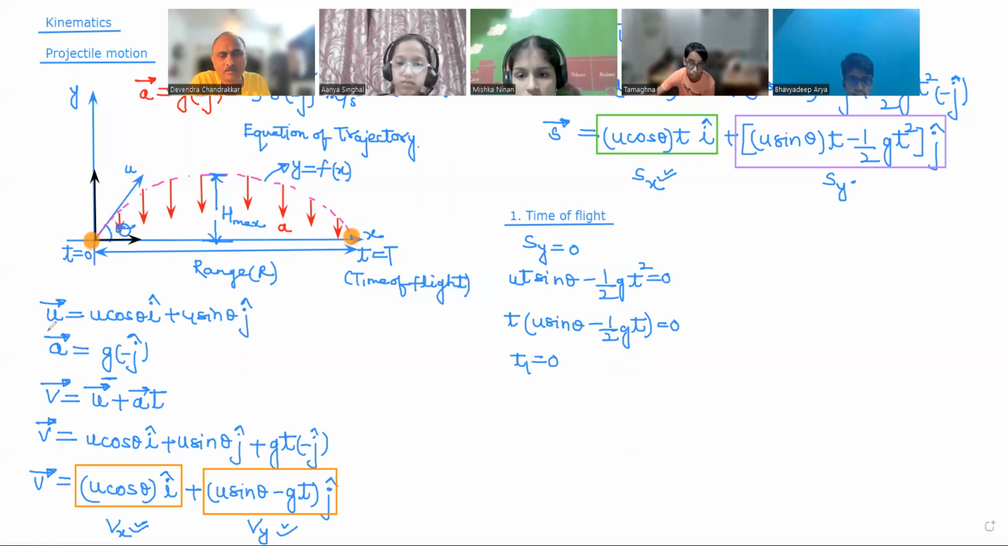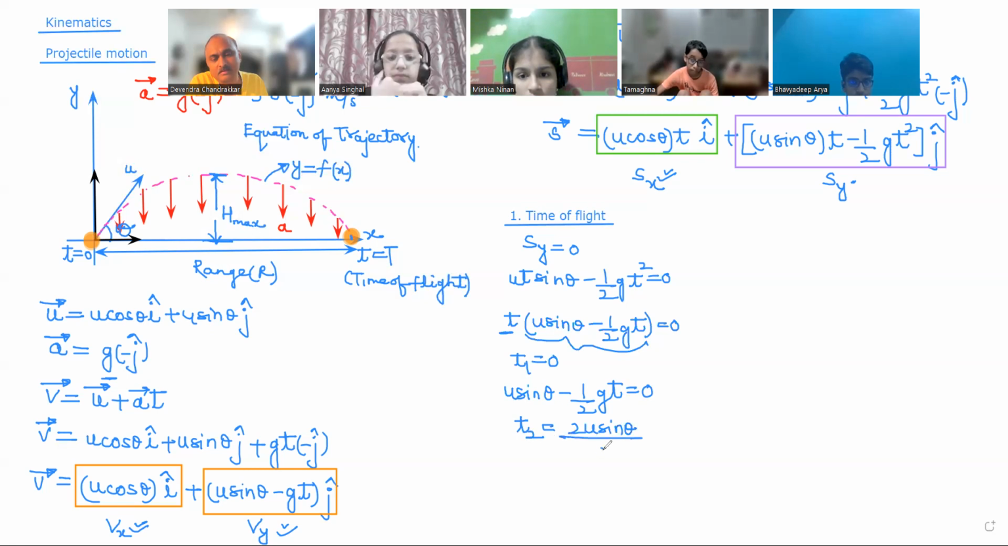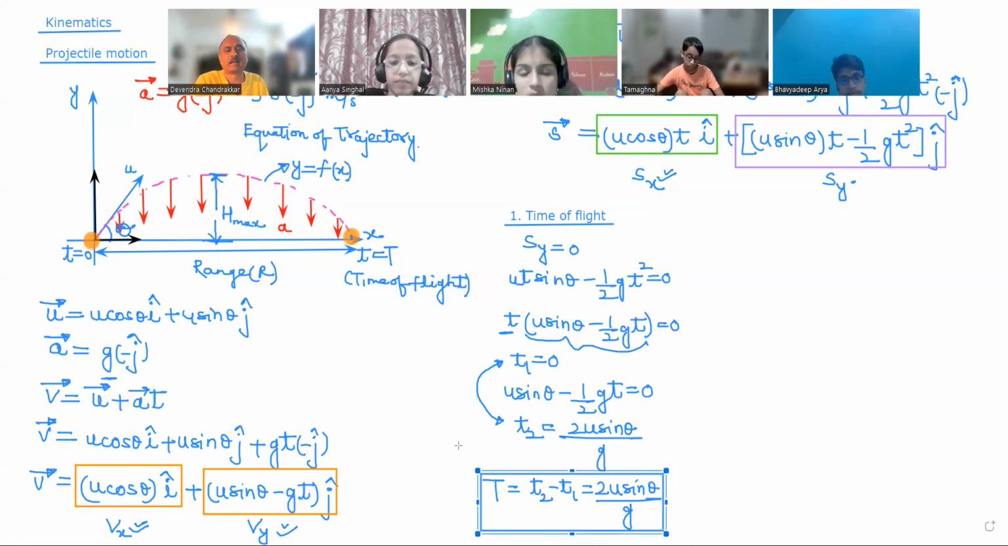One of the values of time will be 0. Either t is 0, so t1, one of the roots, is 0, or this term is 0. When you make this term 0, u sine theta minus half gt is equal to 0. So t2 is 2u sine theta by g. The difference in time instances is capital T, which is t2 minus t1, and this is 2u sine theta by g. Understood? Yes, sir. This is the time of flight.